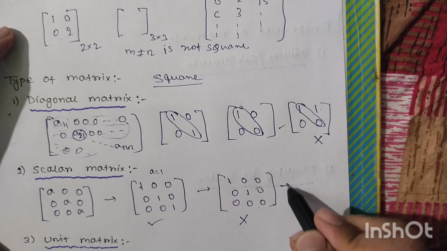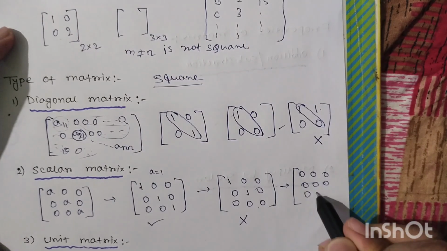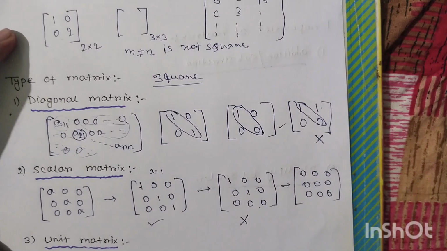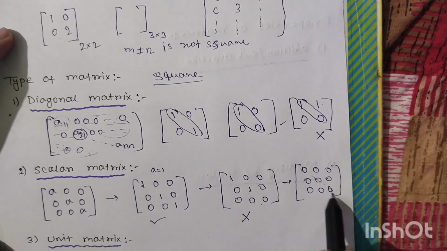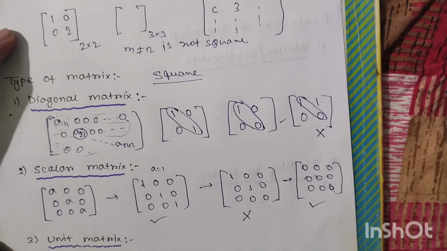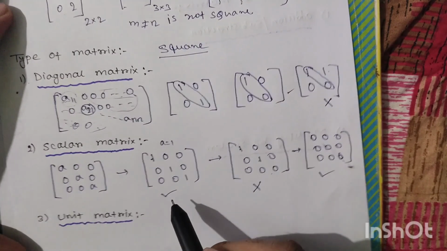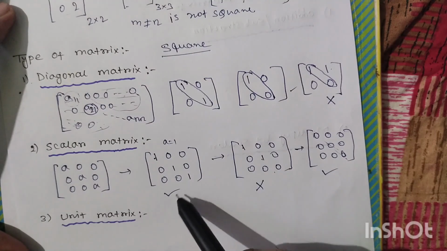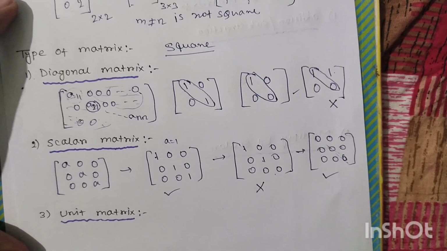Okay, is the zero matrix a scalar matrix? This is called a zero matrix because all elements are zero. Yes, because here a equal to 0 everywhere, so this is also an example of a scalar matrix. Okay, and this is called the identity matrix, you can remember it.